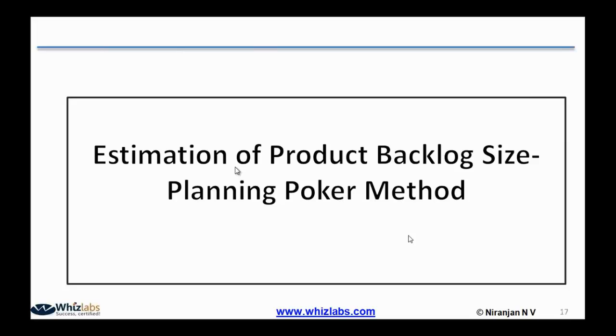So now, normally when we start the project we'll do the release planning. Okay, so let us now discuss how we do the release planning. Before we do the release planning, what are the things we do? How do we estimate the total product backlog size, okay, so how many story points this product backlog has got. So for that we make use of a method called the planning poker method.